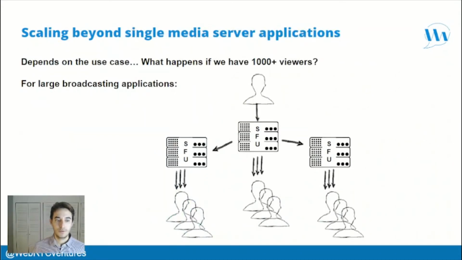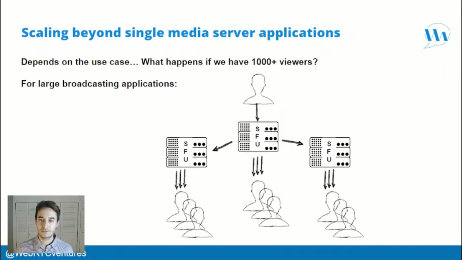So now, how do we scale beyond a single MCU or SFU server? It depends on the use case. Media processing in WebRTC is pretty CPU intensive. For example, an X-large AWS instance can handle more than a couple hundred media streams.